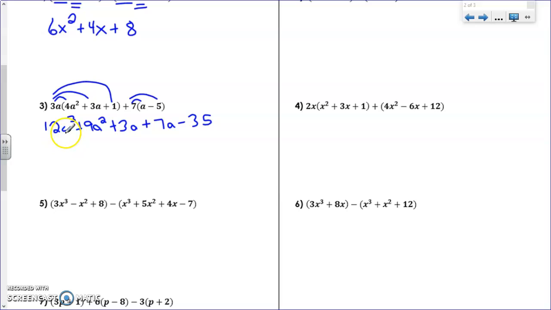Okay, so this one here does not have a like term, so we bring it down. 9a squared doesn't have one. We combine 3 plus 7, and we get 10a minus 35. We good there? Is anybody like completely lost?